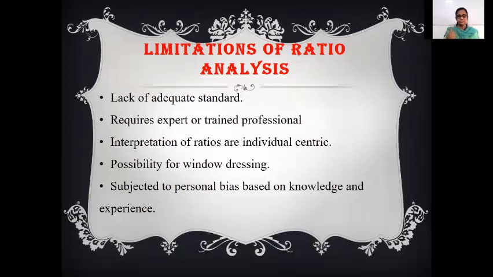Interpretation of ratios is individual centric. Individual centric means only from that particular source of data can we take the decision. And there is the possibility of window dressing, that is, you can manipulate the results a little bit. There are possibilities of personal bias based on knowledge and experience. If I have little knowledge and apply it without a complete understanding, that can be a mistake. So these are the limitations of ratio analysis.